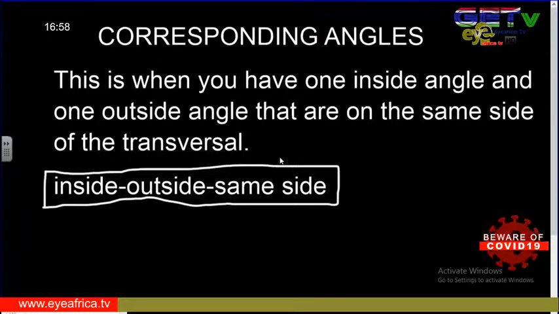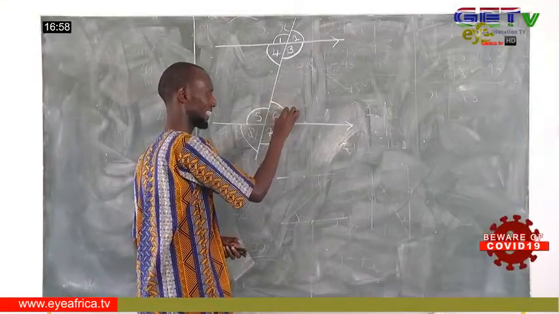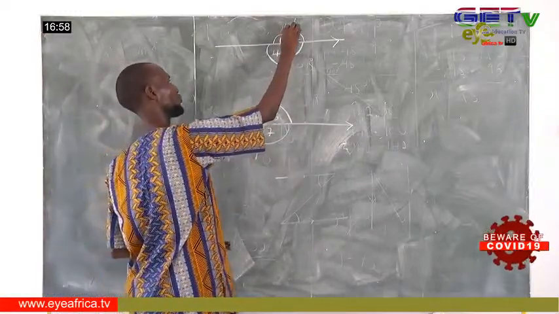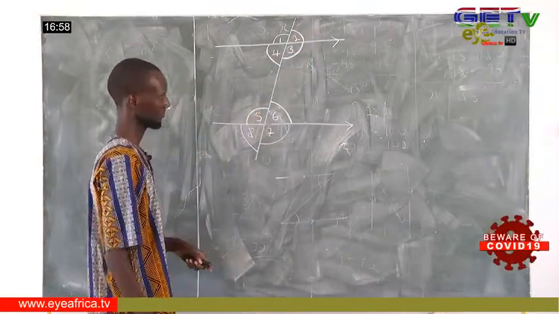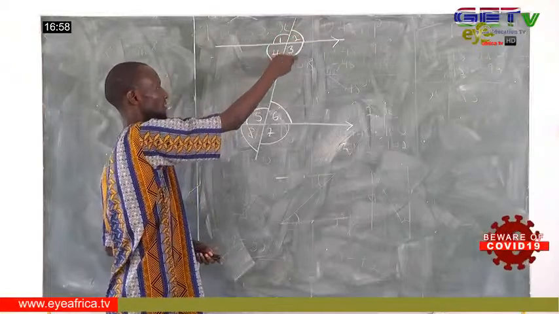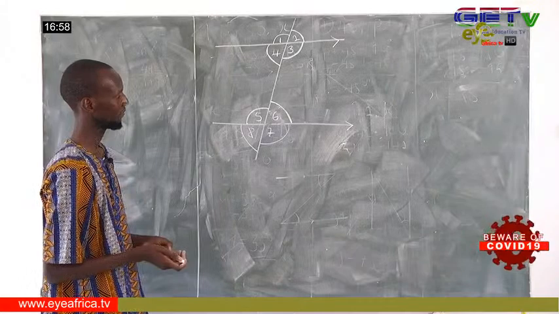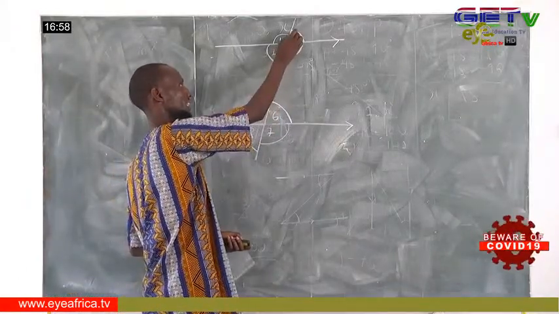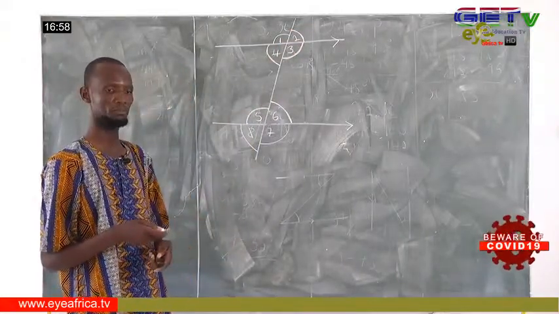If you look back to your diagram, if you take angle 6, for example, it is definitely an inside angle. Also, if you take angle 2, it is an outside angle. But are they on the same side of the transversal? Yes, they are. So therefore, they are corresponding. Right? One is inside, the other is outside, and they are on the same side of the transversal. So therefore, they are corresponding angles.